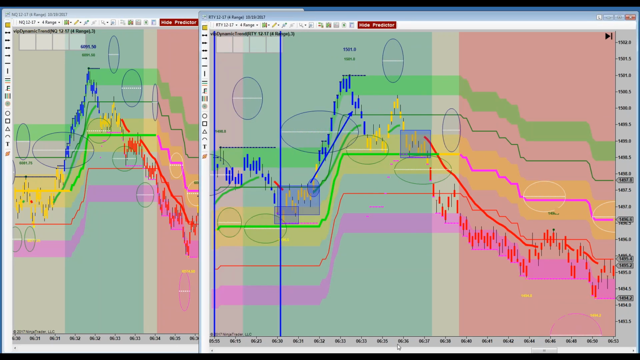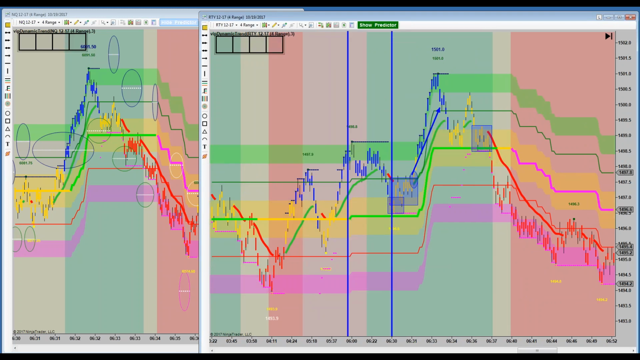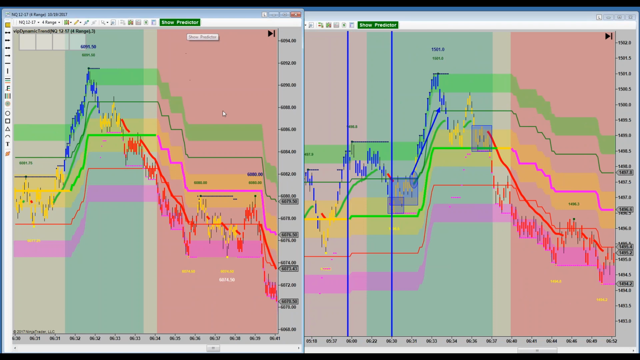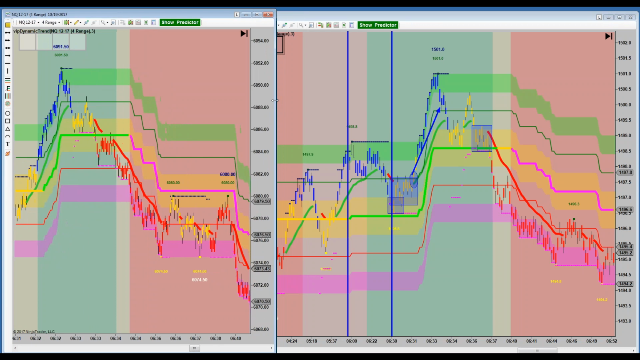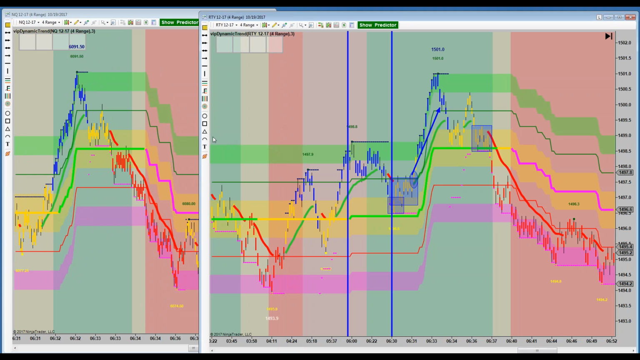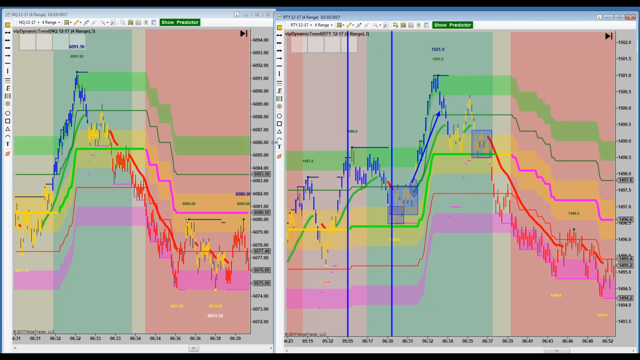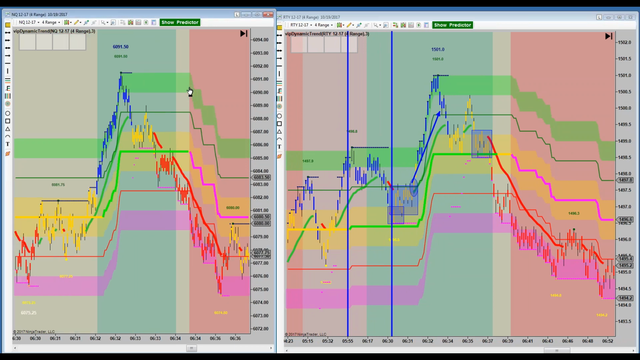And let's scrunch the data on RTY real quick, just for simplicity's sake. I'm going to take the predictor off just for the moment, so we can see the bars a little bit better. And we're going to tuck this in over here to the left. All right, so 6:30, 6:31 was over here on NASDAQ. This was the open on NASDAQ, and let's just level set some expectations so we have a good comparison.